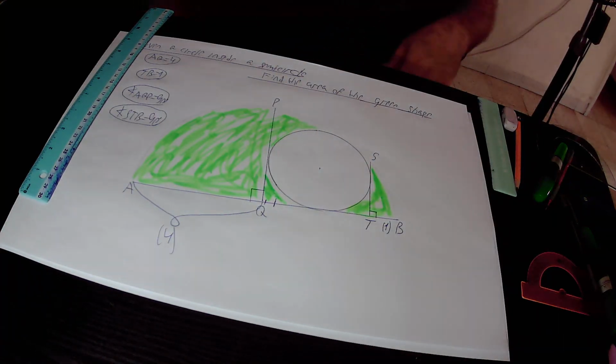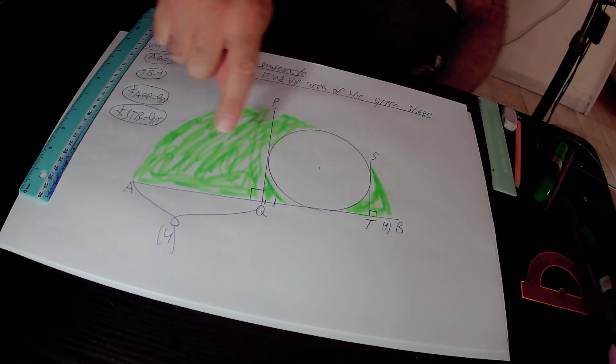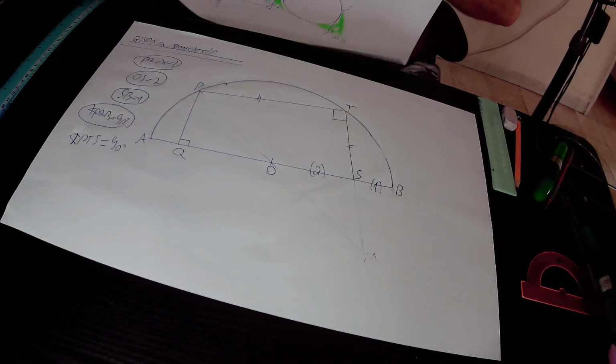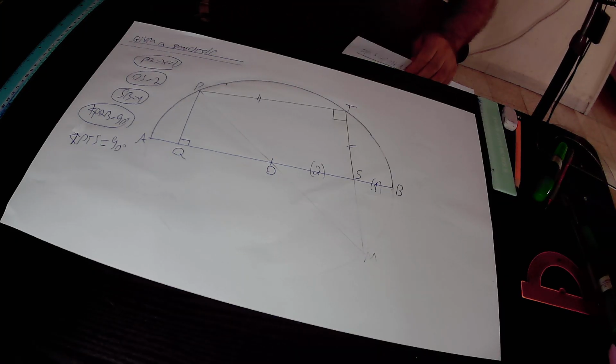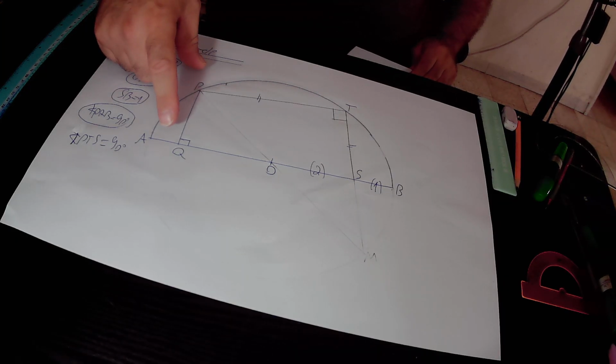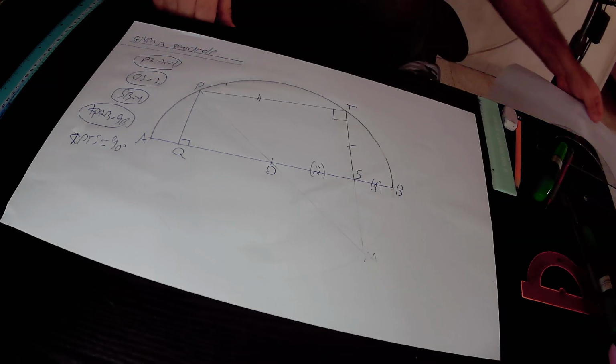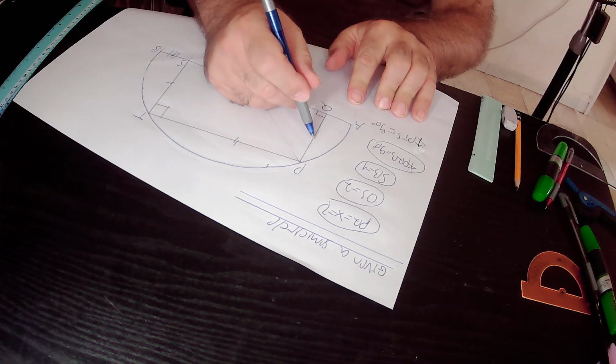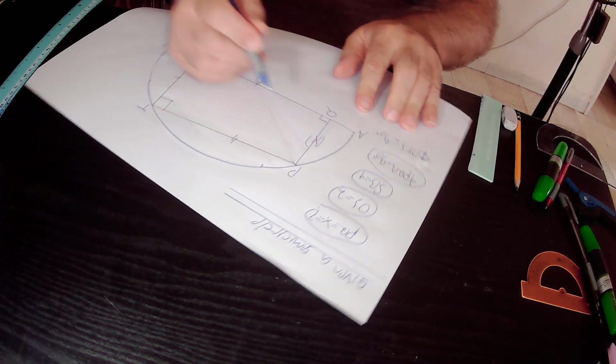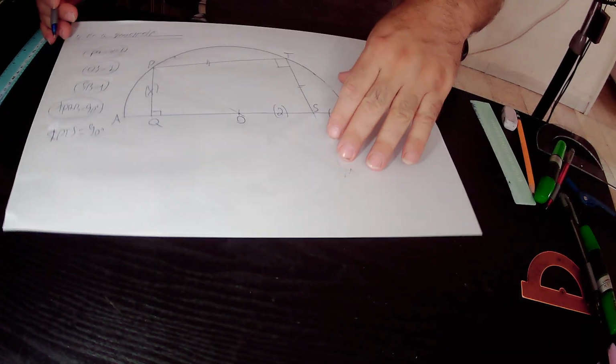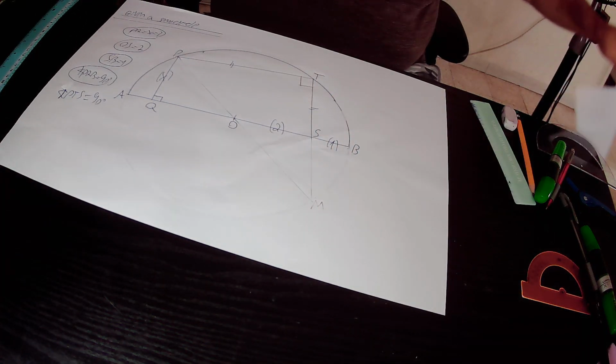And now in this lecture I'll answer two questions. In the first question we'll find out the area of this green shape, and in the second question we'll find out the length of line segment PQ that equals x. We have to find out the value of x. So we start with the first question.